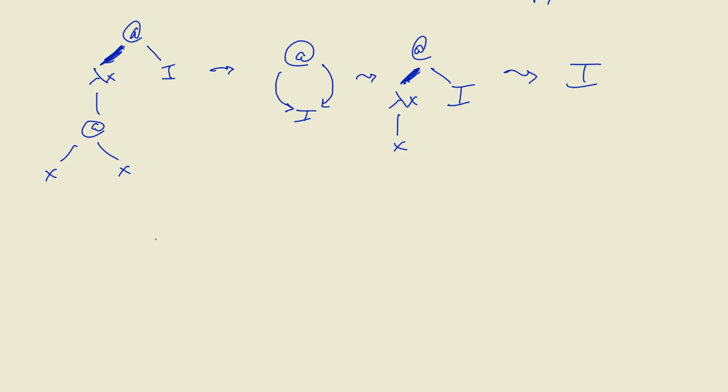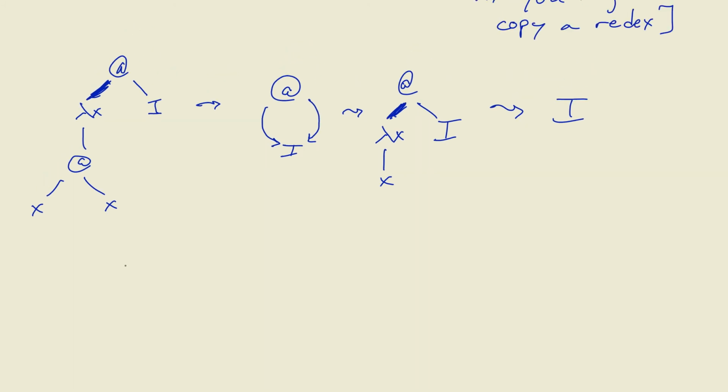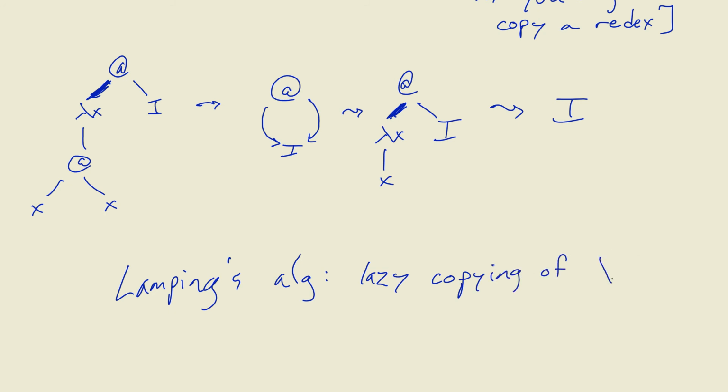One way to summarize the basic idea behind Lamping's algorithm is that it does lazy copying of lambda terms. I'm sorry, I wish I had a better example that showed you just how badly things would go if you didn't copy in this kind of case. I don't have one right off the top of my head. Actually, I think maybe I could come up with one.